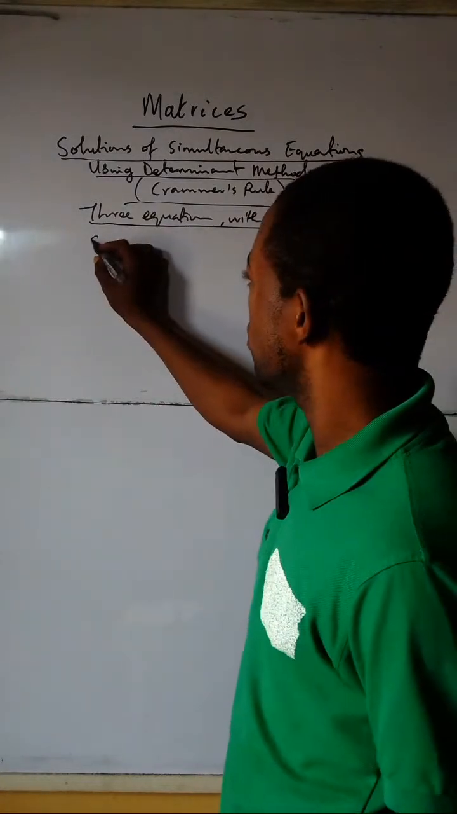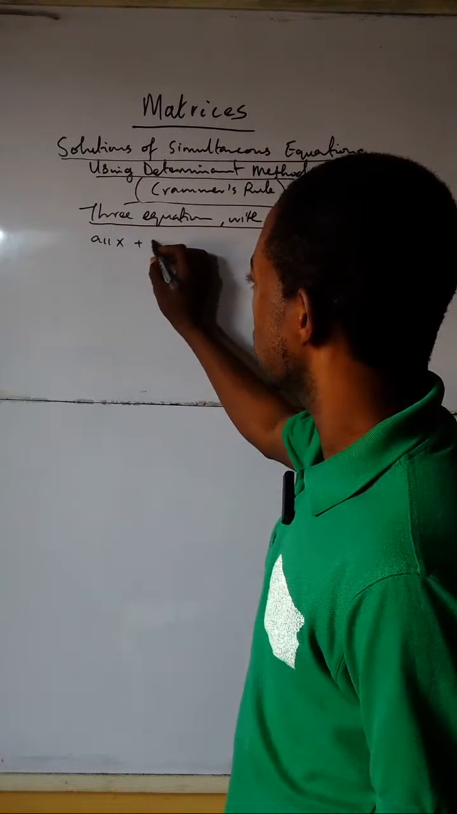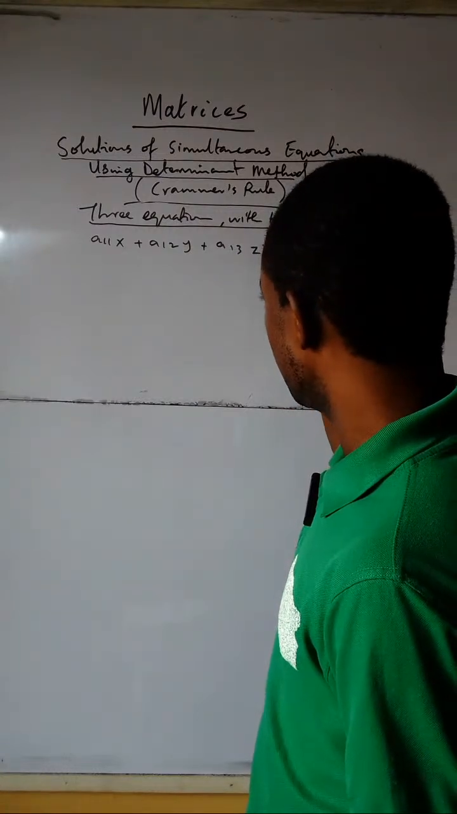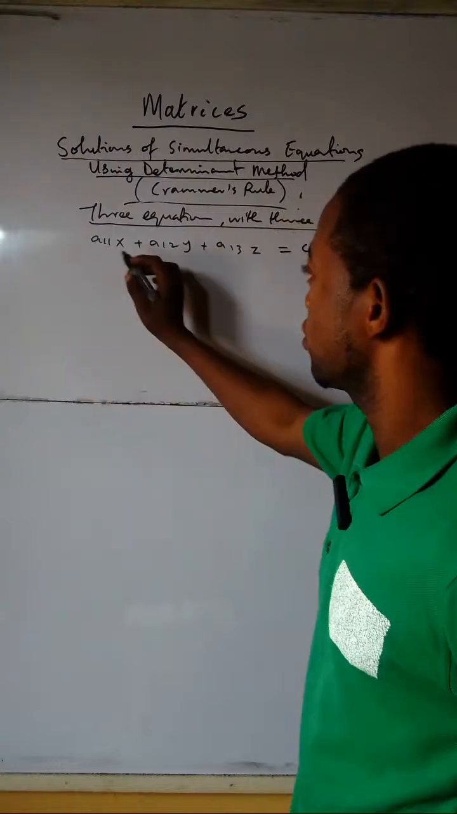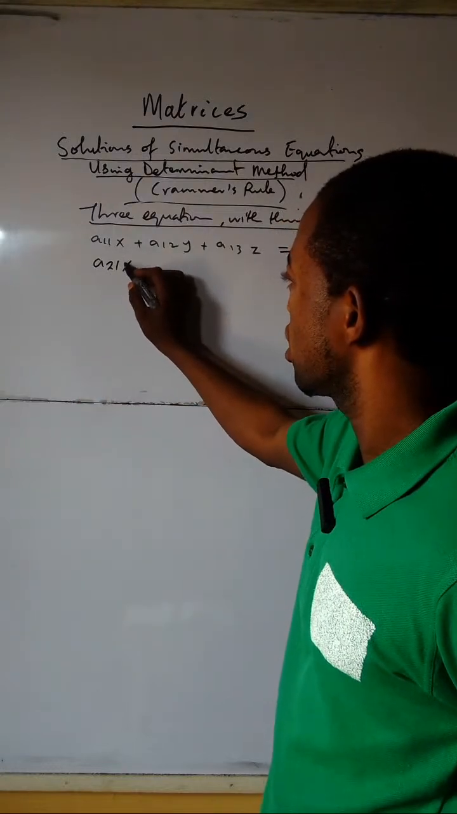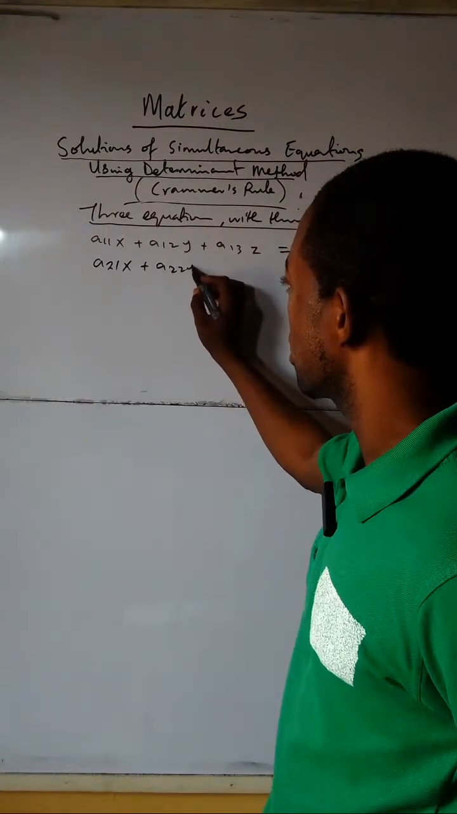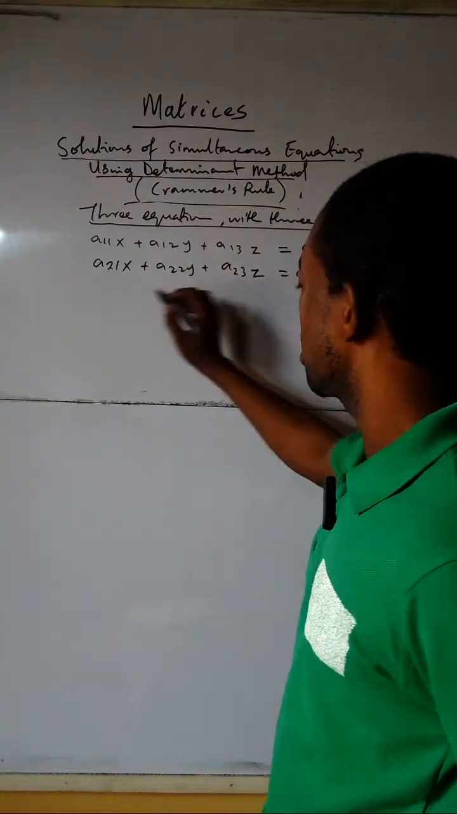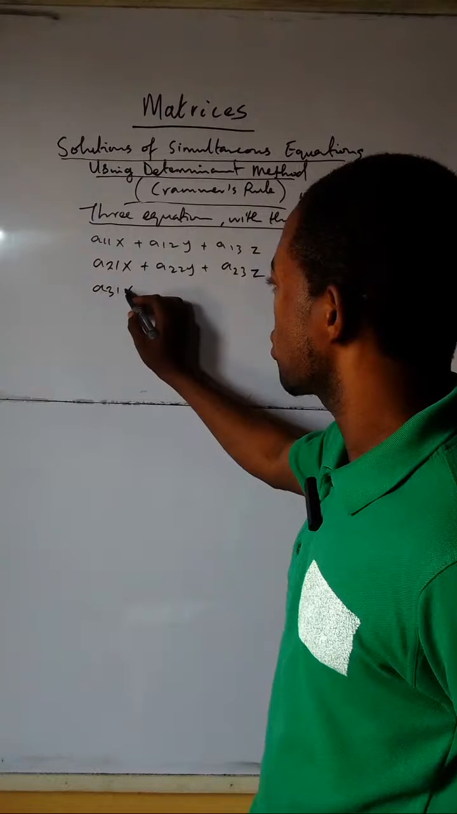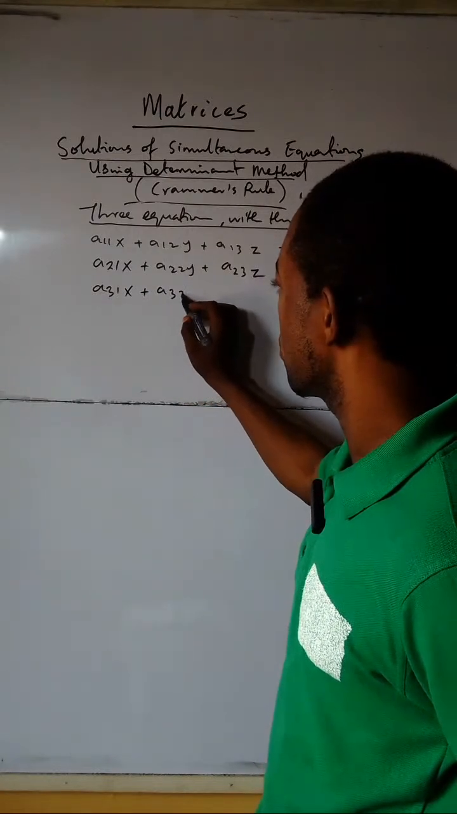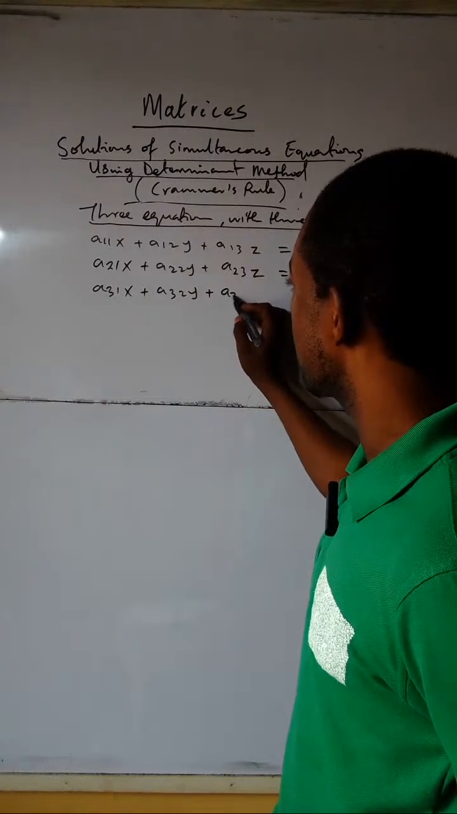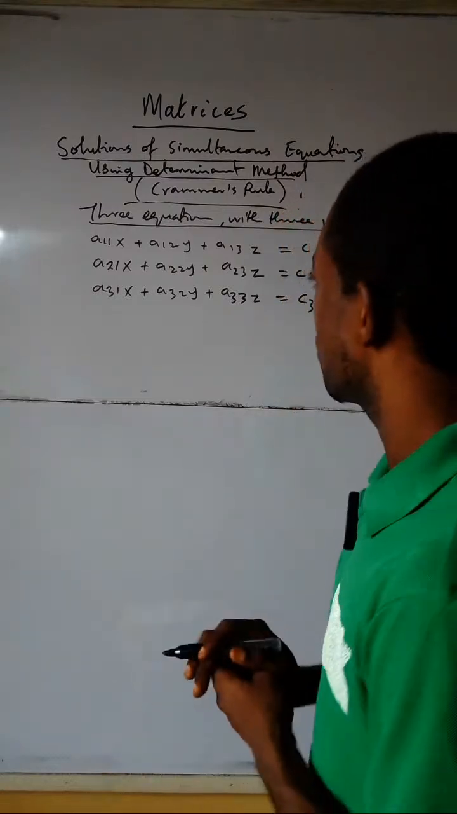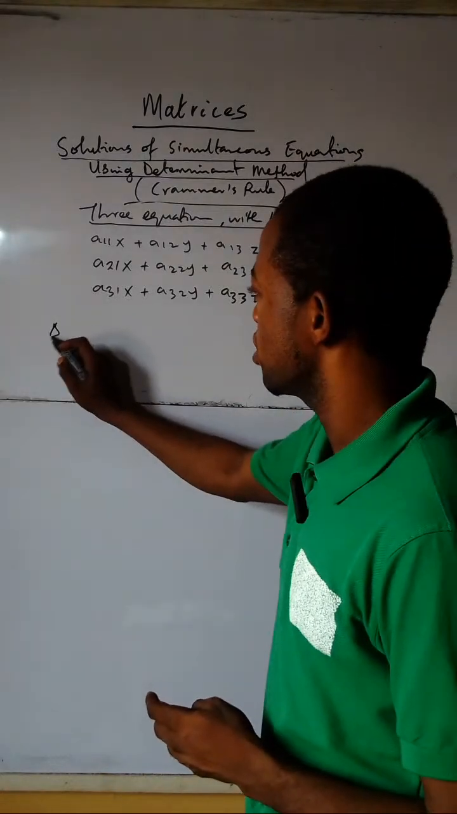Generally when we have a11x plus a12y plus a13z equals c1, and we have a21x plus a22y plus a23z equals c2, and also we have a31x plus a32y plus a33z equals c3. Now here we are going to find the first thing, which is the determinant.